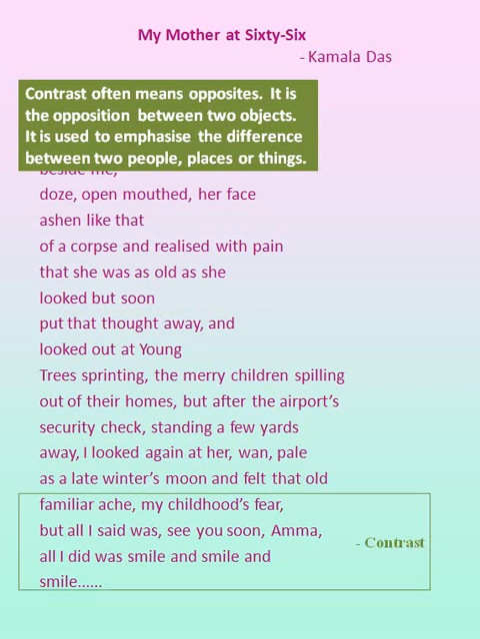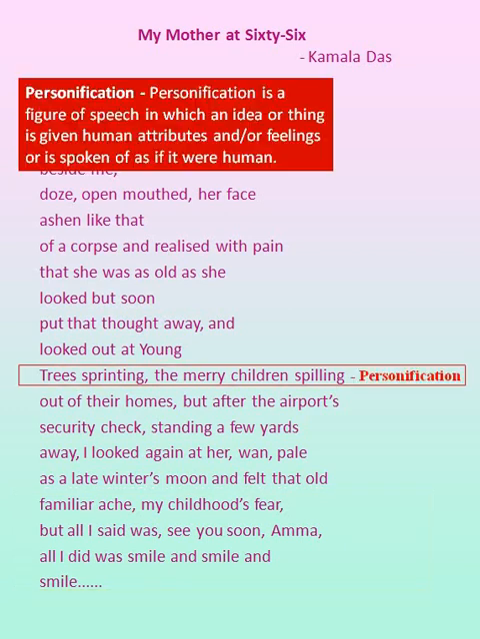In the lines, "familiar ache, my childhood's fear, but all I said was, 'See you soon, Amma.' All I did was smile and smile and smile," the poet brings out a contrast of her fear of her mother's death and overcomes it by a smile. There is an explicit contrast made using the word but. Hence the figure of speech is contrast.